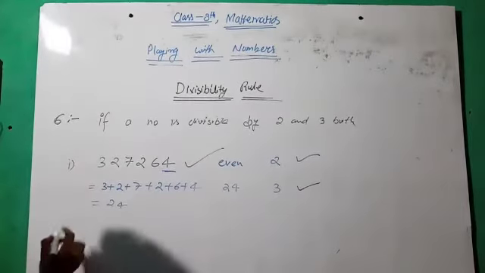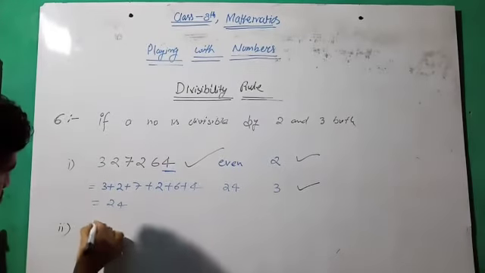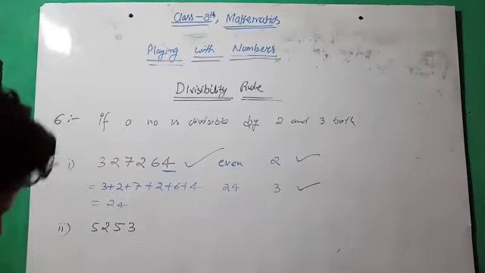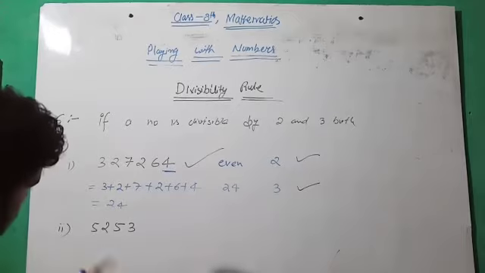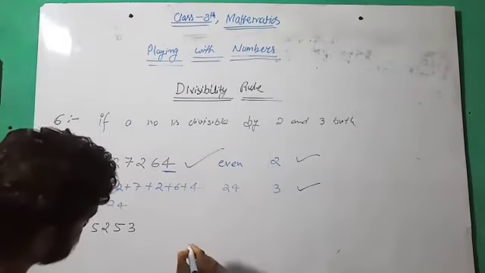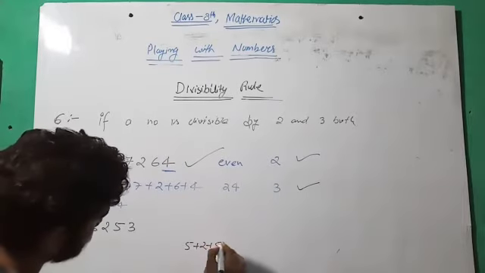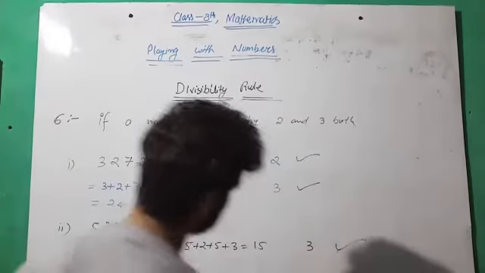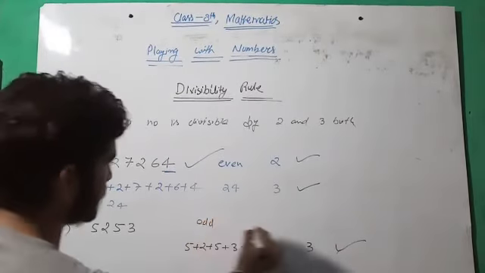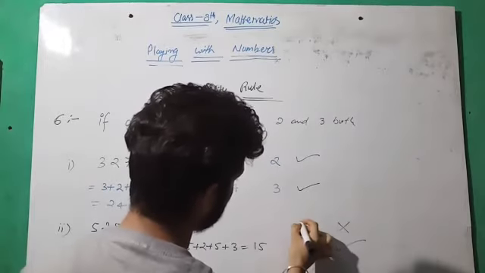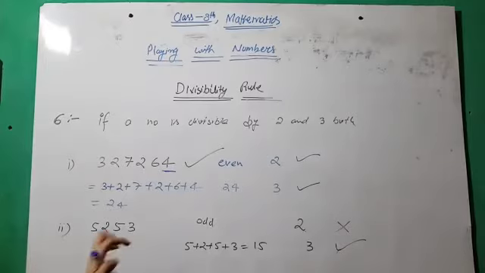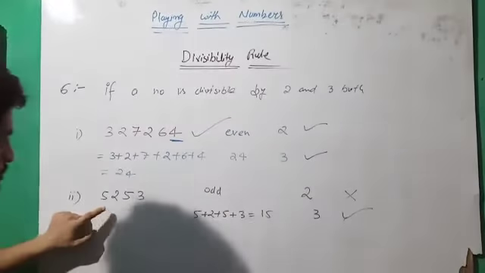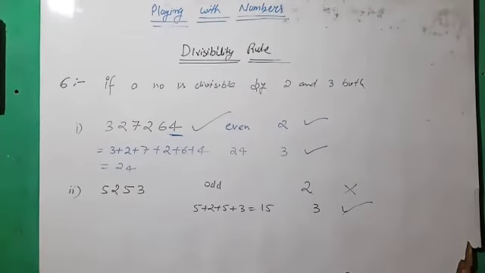Okay. Now second example. Check out the digital sum of the number: 5 plus 2 plus 5 plus 3. How much? This is 15. The number is divisible by 3, yes. But the number is not divisible by 2. So the number is also not divisible by 6. Because the number must be divisible by both. Here the number is an odd number, so this is not divisible by 6.